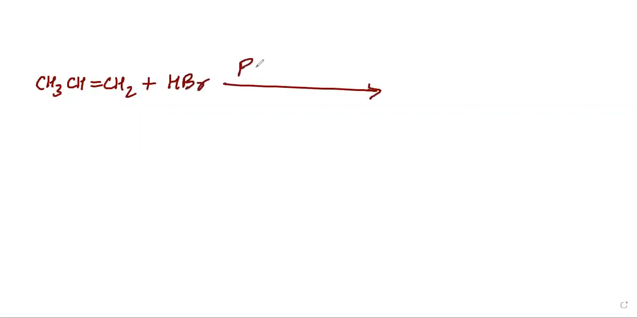Okay, then, my dear students, sometimes if we have CH3CH=CH2 and we add HBr, and in that case, if you keep the peroxide present, so the peroxide may be H2O2 or it may be C6H5C(=O)O-OC(=O)C6H5, which is known as benzoyl peroxide.